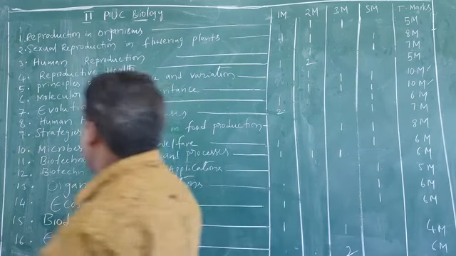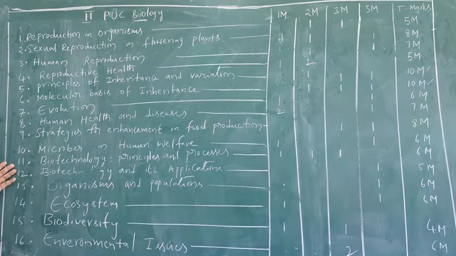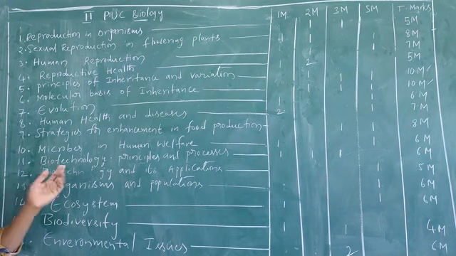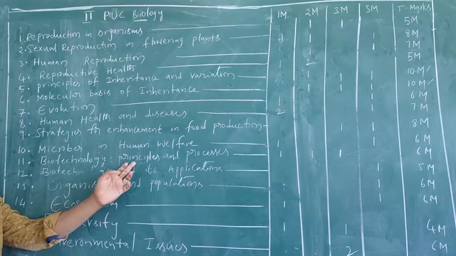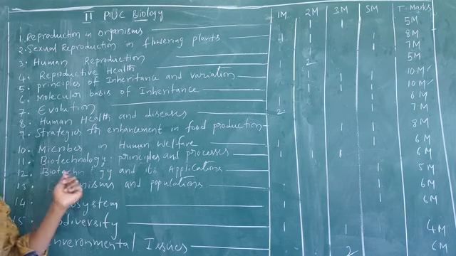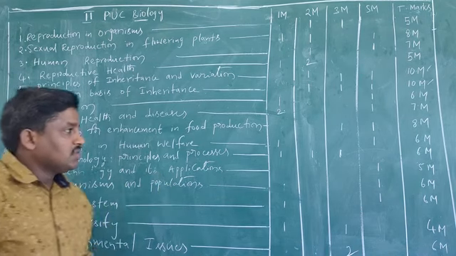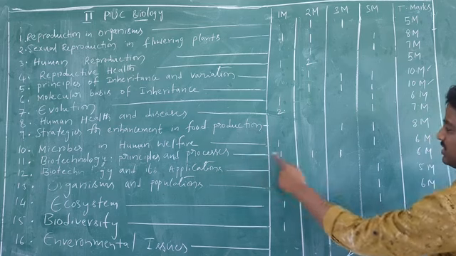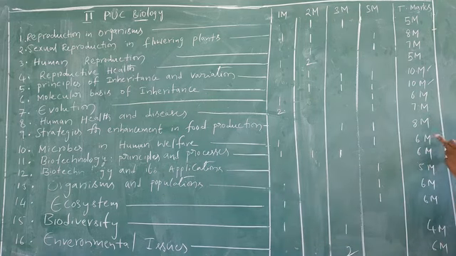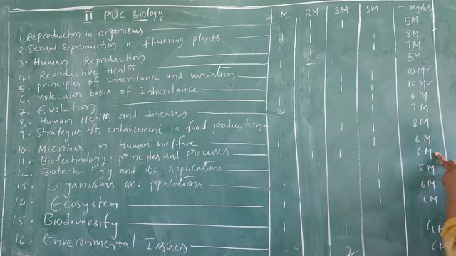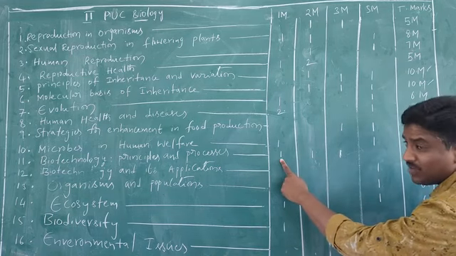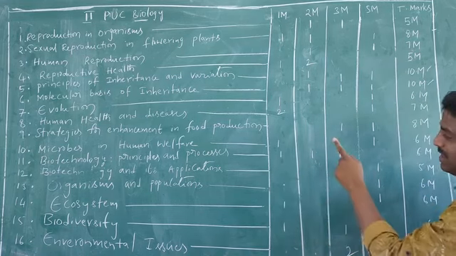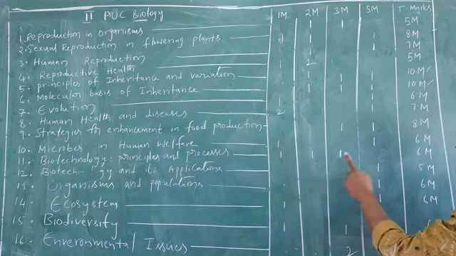So next, the fourth unit will start. This unit includes biotechnology principles and processes and biotechnology and its applications. In biotechnology principles and processes, the weightage provided is 6 marks in total. They ask 1 marks question 1, 2 marks question 1 and 3 marks question 1.